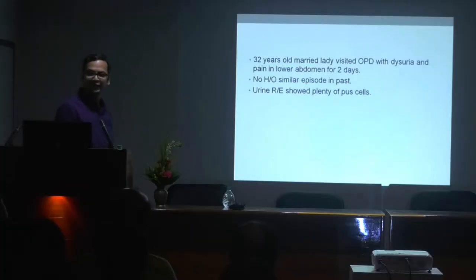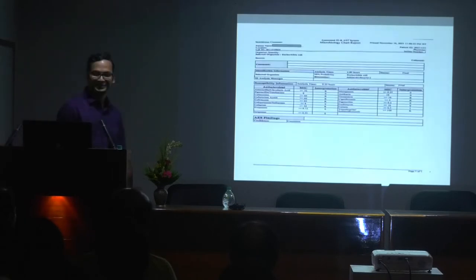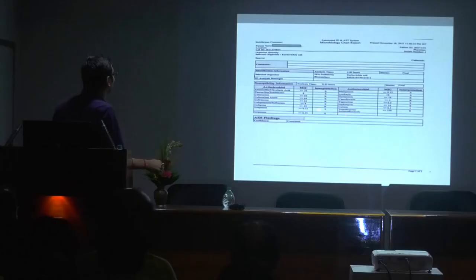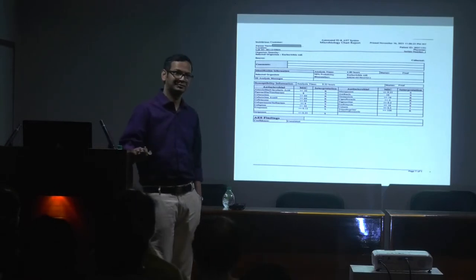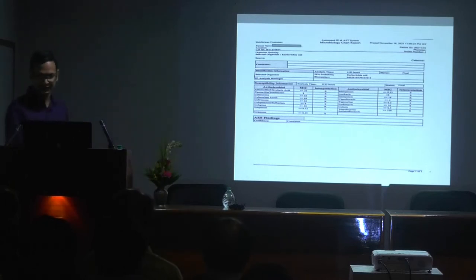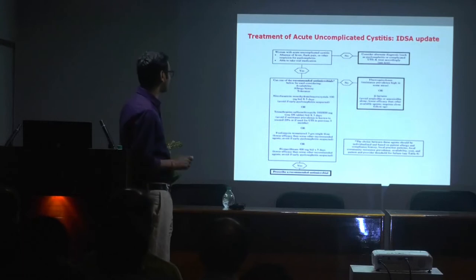So this is a very common scenario. A 32-year-old married lady visited OPD with dysuria, pain in lower abdomen, 2 days. No similar history, urine has plenty of pus. This is a gold mine. So, this is the bacteria. E. coli. Piperacillin-tazobactam sensitive, cefoperazone-sulbactam sensitive, your carbapenems are sensitive, amikacin is sensitive. Tigecycline, fosfomycin, colistin is intermediate. Choice. Fosfomycin.